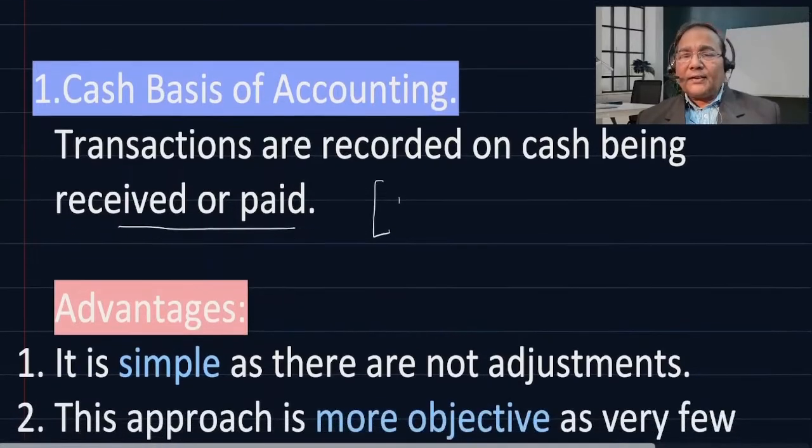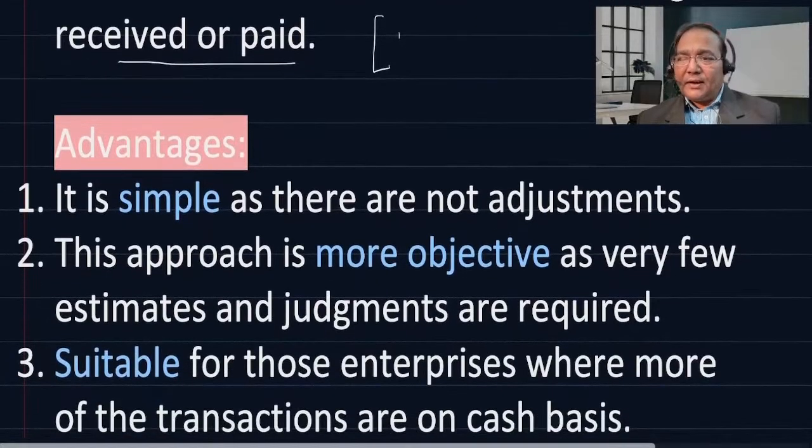All right, now what are the advantages? We have already seen in our example, the furniture example. Advantages: it is simple because it does not take into consideration the adjustments related to outstanding transactions. Then this approach is more objective as very few estimates and judgments are required.